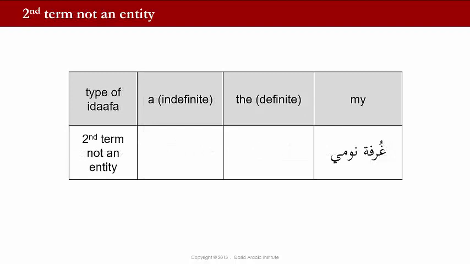What about when the second term is not an entity? So here we say ghurfat nawmi, my bedroom, attaching the ya to nawm, or the second term of the idafa. We could say ghurfatun nawm, the bedroom. If we wanted to say a bedroom, we would say ghurfatu nawmin. Again, the first term of the idafa never takes tanween. So although it's indefinite, we don't put tanween. Ghurfatu nawmin.